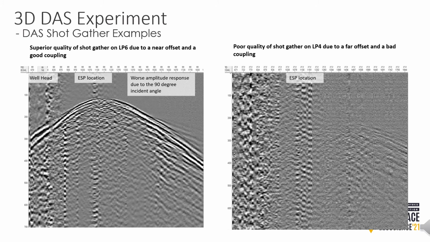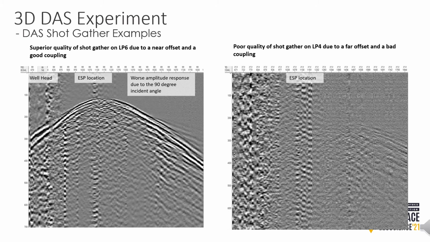Here we show the quality of DAS data. The left panel is a superior quality shot selected from cable 6. The shot location is closer to the cable, and the cable has a good coupling. When the cable channel is almost directly below the shot, we observe the worst optical response. When running FWI, we typically remove these traces.